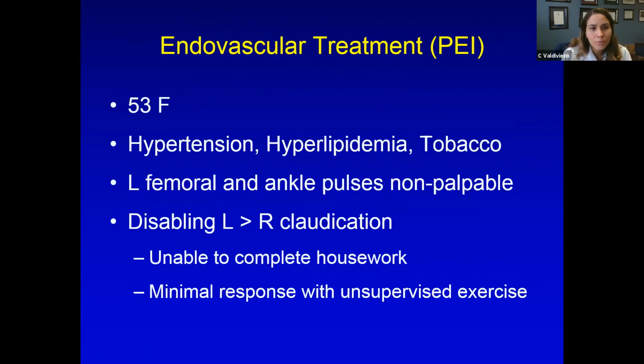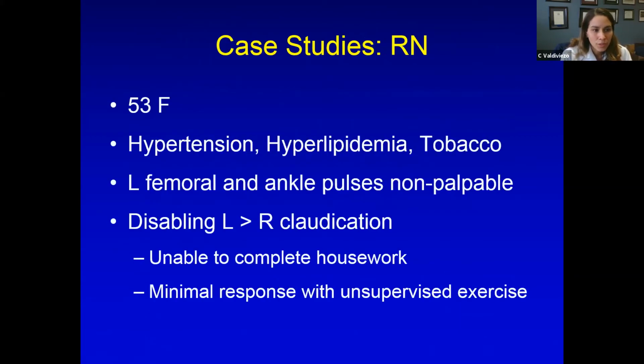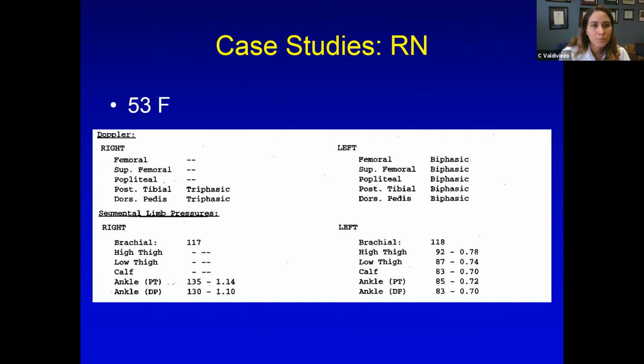Here's a case example of a 53-year-old female patient who had a history of hypertension, hyperlipidemia, and is a cigarette smoker. So again, the classic risk factors for PAD. On physical exam, we notice that there are no left femoral and ankle pulses noted. The patient describes disabling claudication more on the left side compared to the right. She's unable to complete housework and had minimal response with unsupervised exercise. So she tried the home-based exercise, but hasn't really experienced any improvement.